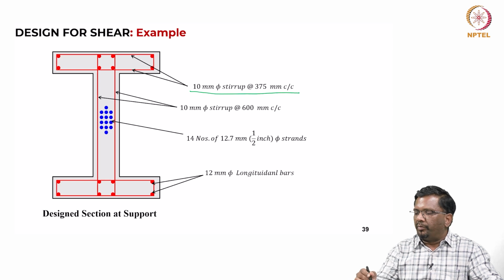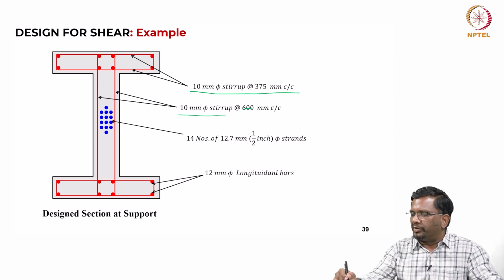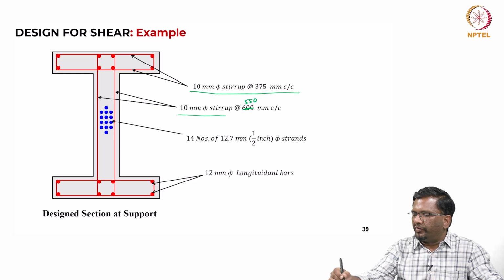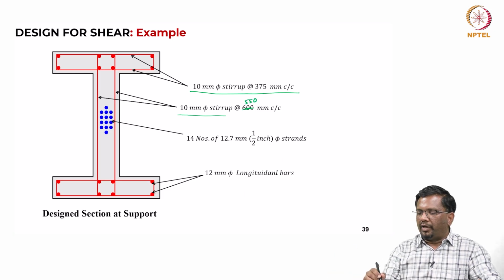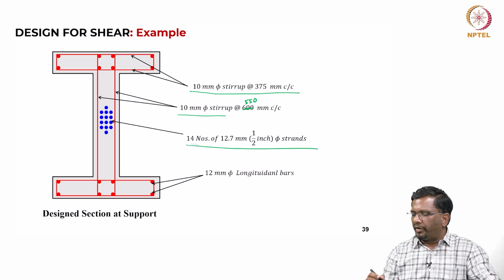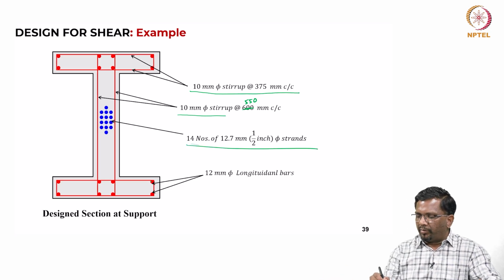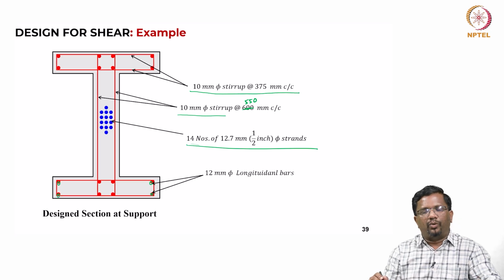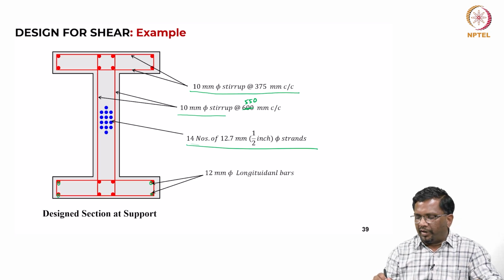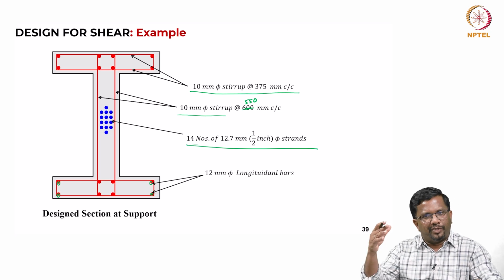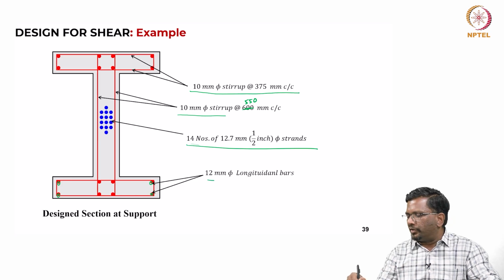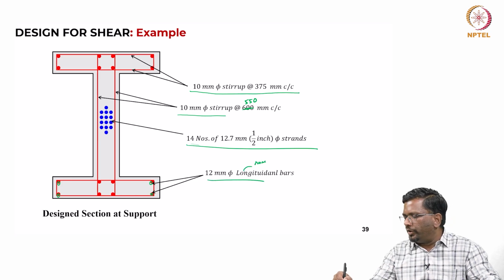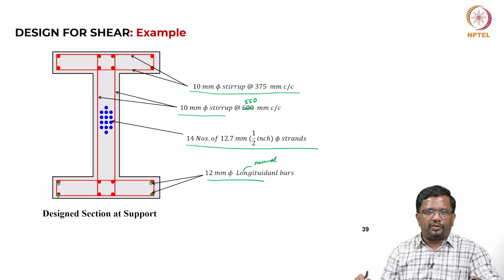For the web, I am putting 10 mm stirrup at, maybe this should be 550, like we said, 550 you can put, and these are all half inch strand that we are putting, and similarly we are putting 12 mm nominal longitudinal bar like this, okay, to hold everything together. Now, I need some longitudinal bar even to keep the stirrups in place. That is the reason I am providing some nominal longitudinal bars, okay.